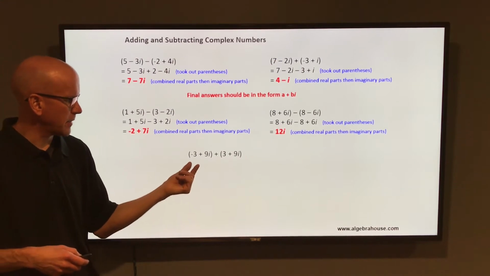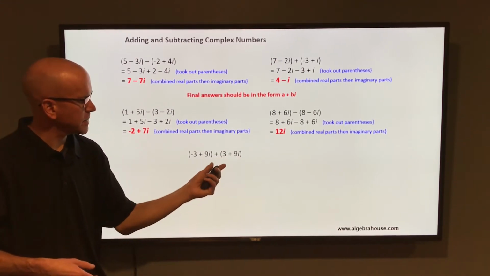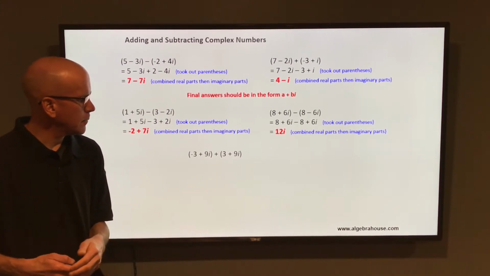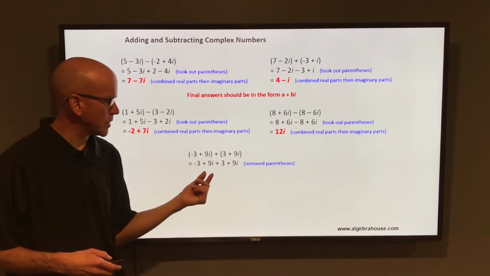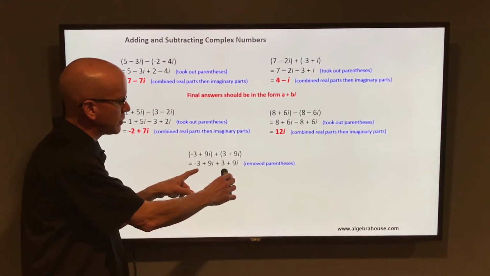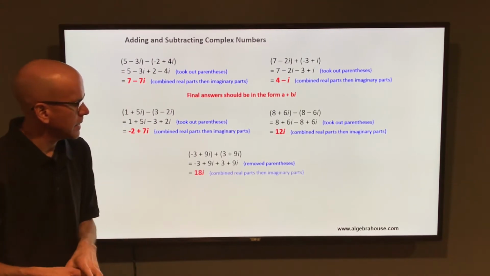And finally, negative 3 plus 9i plus 3 plus 9i. Again, with a plus sign between the parentheses, nothing will change as far as the signs go when you take out the parentheses. It's negative 3 plus 9i plus 3 plus 9i. Combine the like terms, negative 3 and 3, again, that makes 0. 9i and 9i, that is 18i.